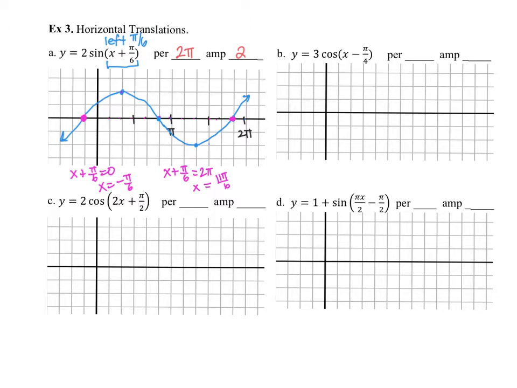Okay, for B, this is a horizontal shift. Because the period is not affected, I find it easier to just do a shift or a translation with it. This is going right pi over 4. This is a cosine function with a period of 2 pi and an amplitude of 3.